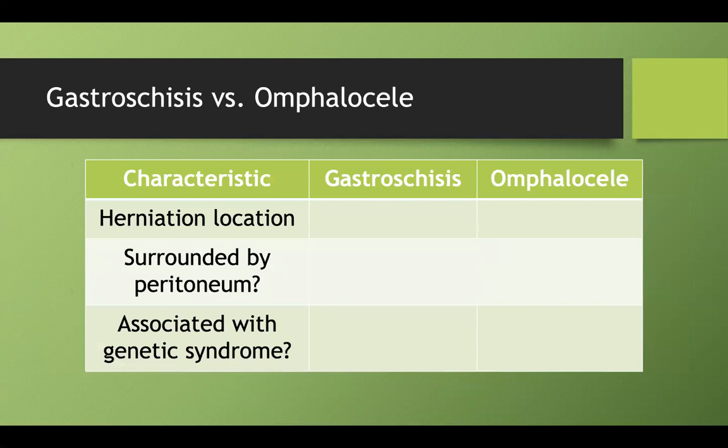And here's a chart if you're just studying quickly and you want to know. You have a paraumbilical herniation in gastroschisis and a midline one in omphalocele. You get no peritoneum in the condition that starts with the G, and you do have peritoneum in omphalocele. And just note that G is not associated with genetic syndromes, whereas omphalocele is.